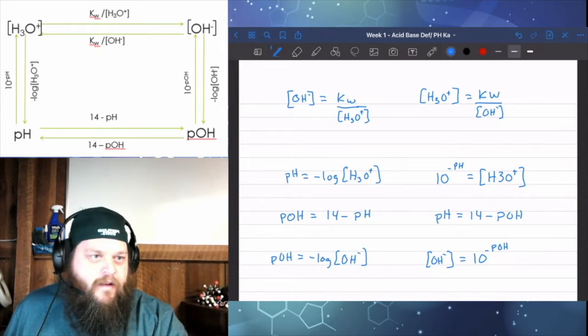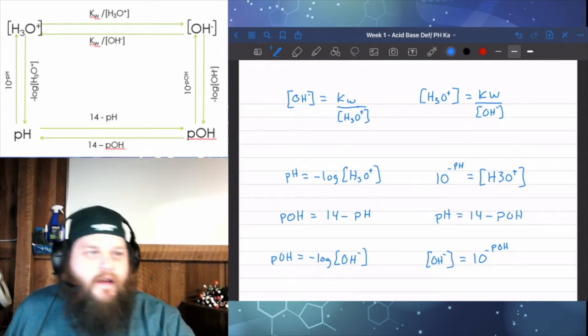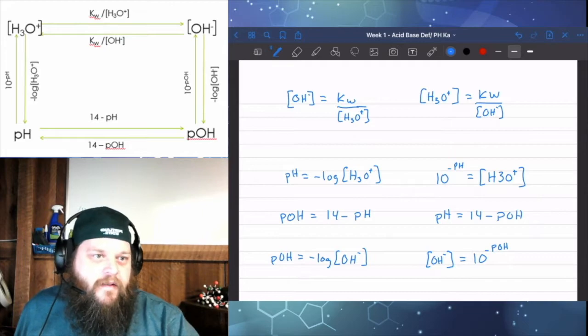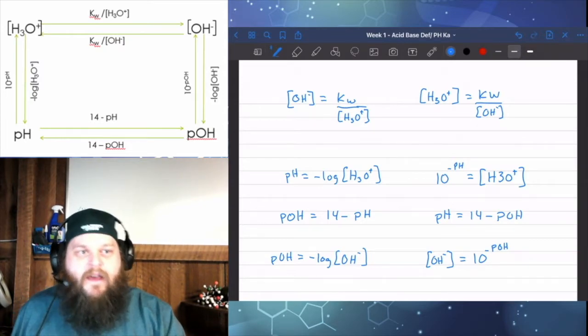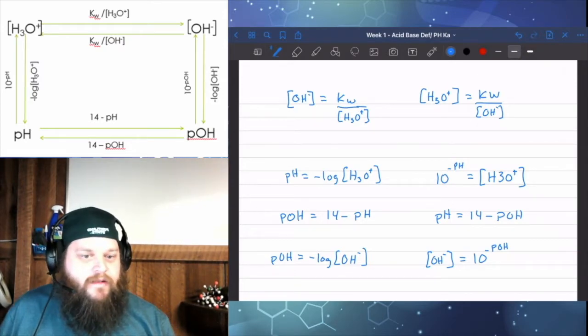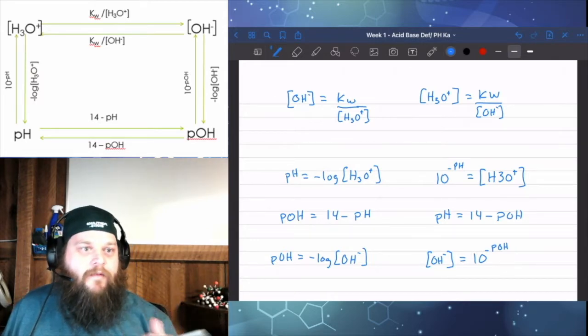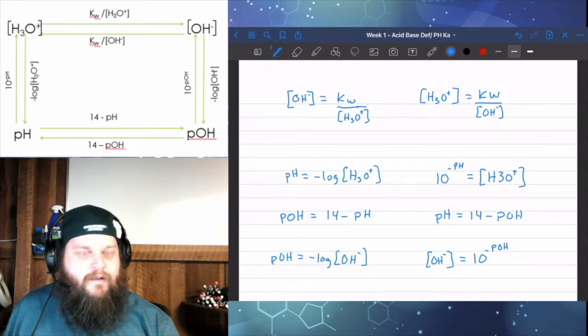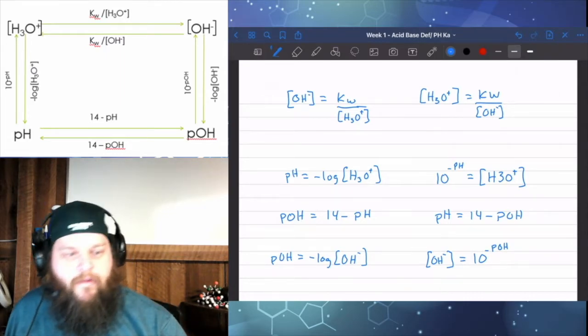This box here, I think your teacher should probably have that somewhere in their lecture as well. I stole it from one of the teachers myself. It's a really useful thing to do. There's similar types of relationships when we get into Ka as well, because Ka is just the equilibrium constant of acids, and we can talk about how to convert from concentration of the acid to the Ka value to the pKa value and so on in a very similar manner.